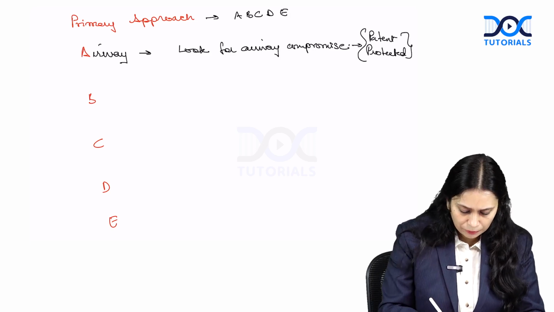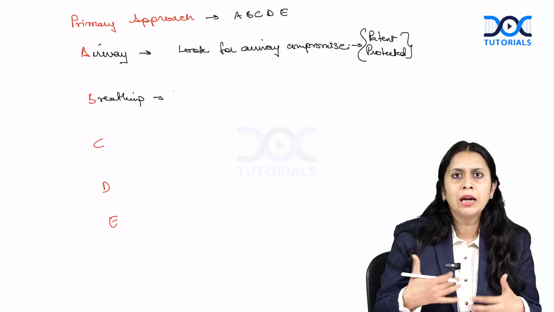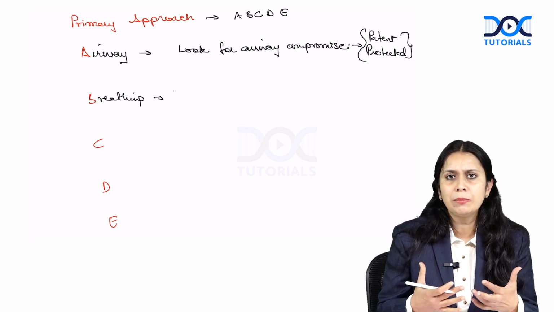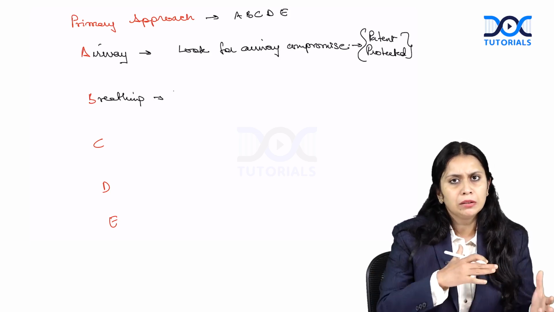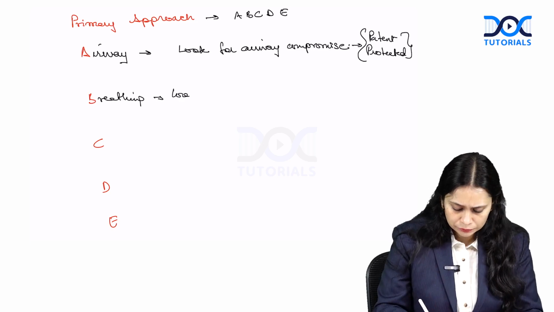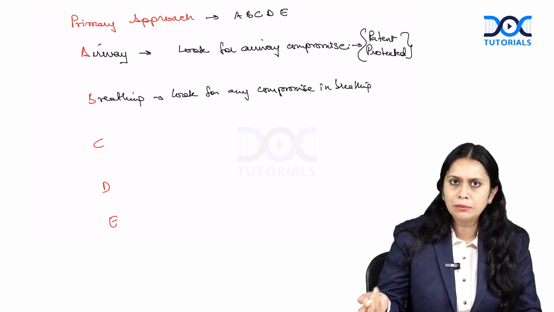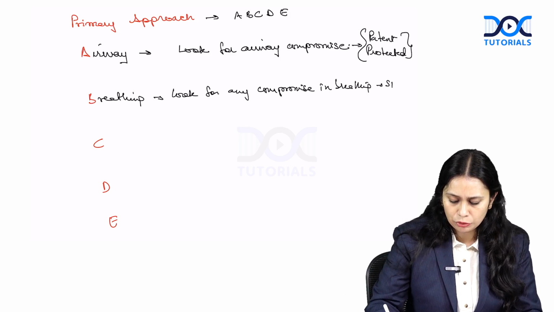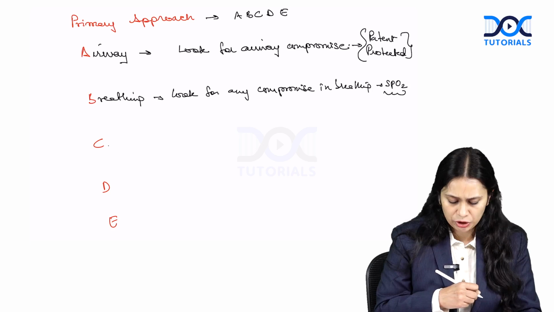Then B stands for breathing. We look for whether the patient has regular breathing or not. If the patient has an unstable breathing pattern, use of accessory muscles, needs oxygen attachment, or needs assistance in breathing, we will intervene. So we look for any compromise in breathing. Here we can assess the patient by attaching monitors also, like an SpO2 probe, to see whether the patient is able to maintain saturation, and by seeing the chest movement of the patient.